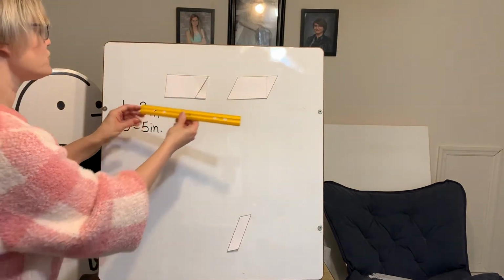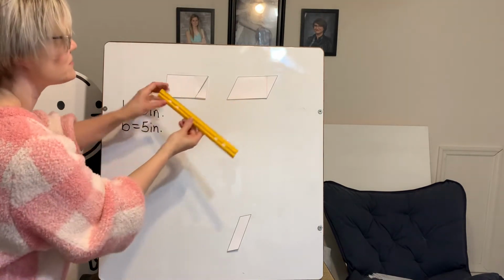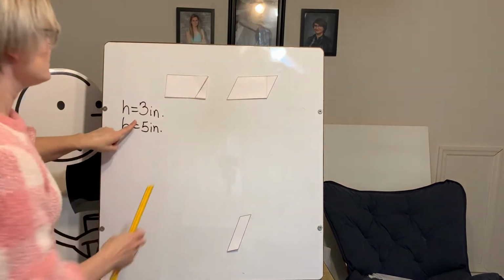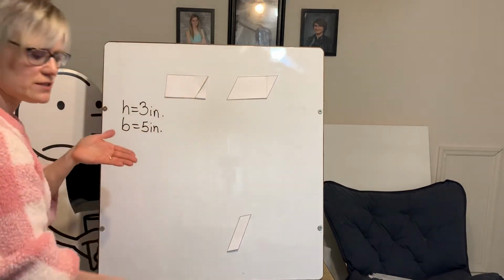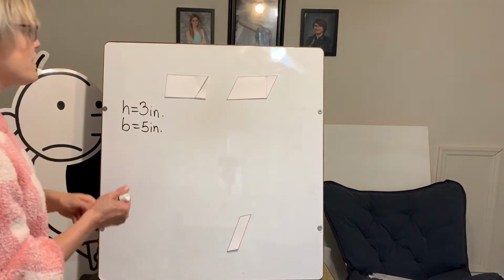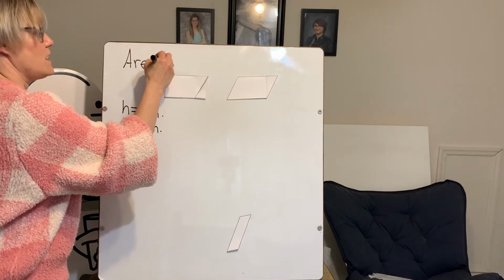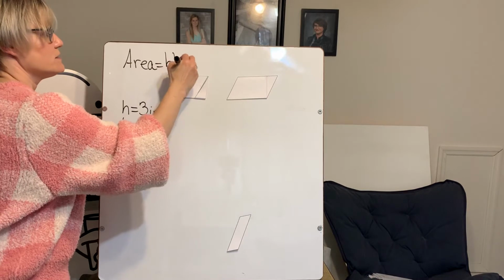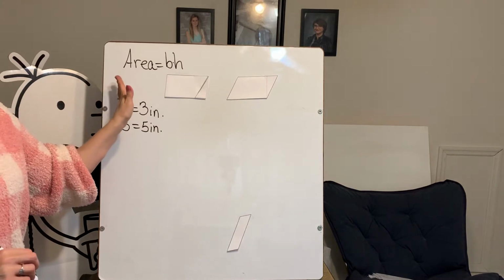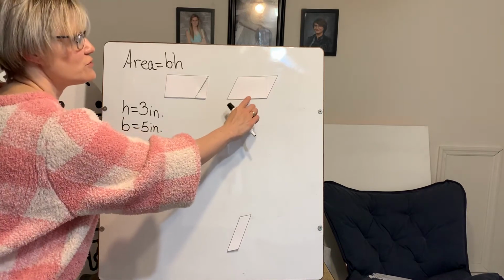I'm going to go ahead and measure my base again, and my base is 5 inches, and my height is 3 inches. So it stayed the same. Even though I've repositioned things, I've noticed that it stayed the same. So if I know that in order to find the area I multiply base times height, I can find the area of that parallelogram. Even though I've deconstructed that parallelogram and made it into a rectangle, I have the original right here.